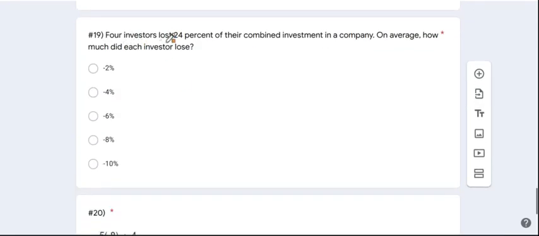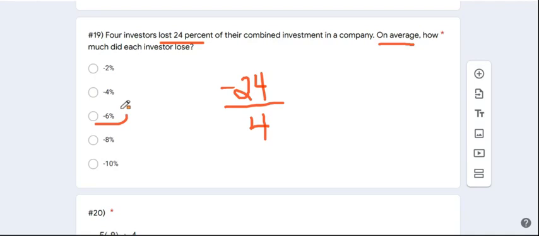19, 4 investors lost 24%. So if you lose 24%, we represent that with a negative integer. So I'm going down 24% of their combined investment in a company. On average, how much did each investor lose? So in total, they lost 24%. I'm going to take that and divide it by the number of investors. And that's going to give me the average that each investor lost. So different signs negative, what's 24 divided by 4? That would be 6, right? So each investor on average lost 6%.